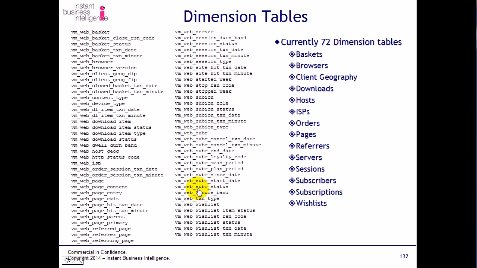We have then the subscriber status, the tenure band, how long the subscriber's been with us, transaction type, the wish list, and the wish list item status, reason code status, etc. So they're all the dimension tables associated around the web model. It's pretty obvious what's in them.